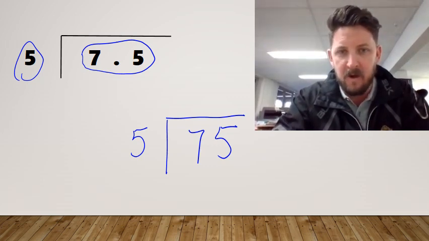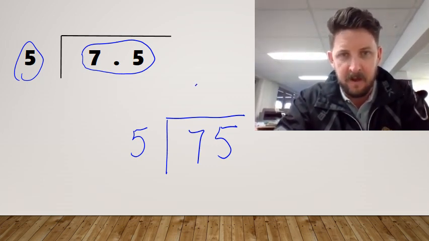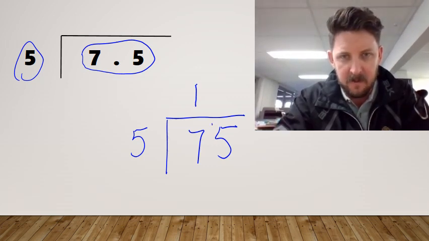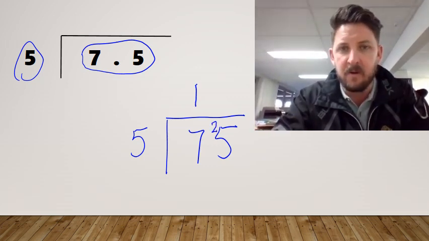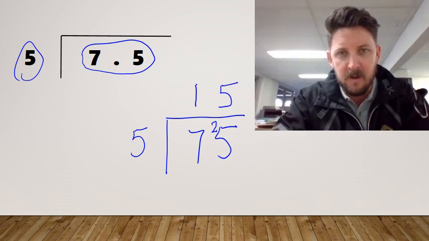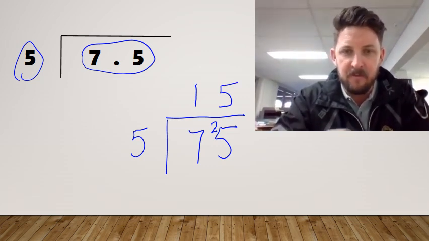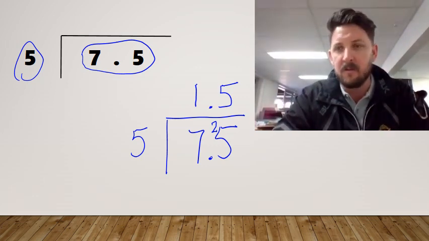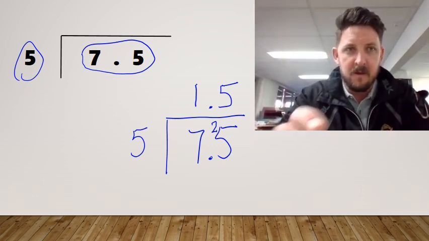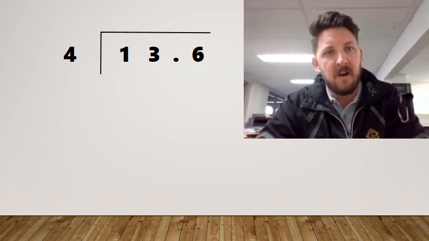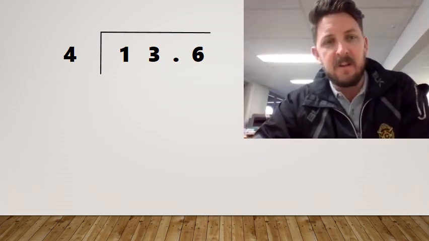So what we do is we go 5 into 7, starting from left to right, is 1, 2 remainder, and then 5 into 25 is 5. And that makes 15. After we finish, then we can put our decimal in, and we put our decimal into our answer directly above. If I move to my next screen, I see I have 13.6 divided by 4.